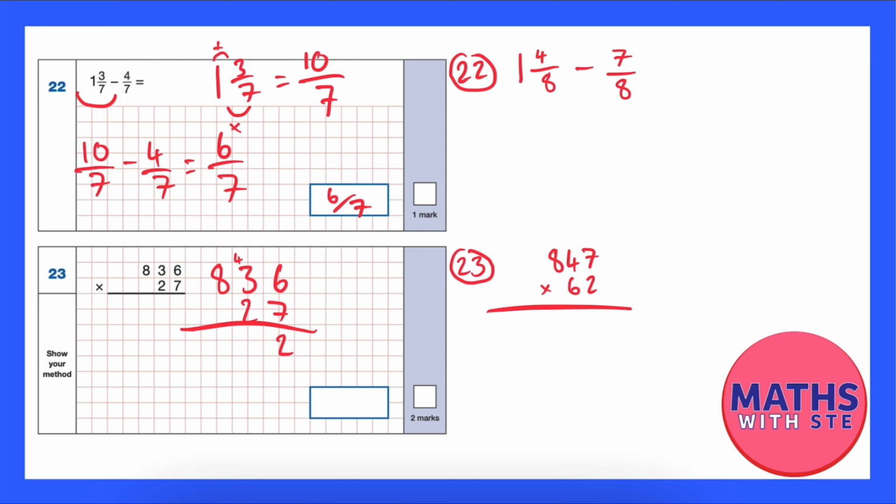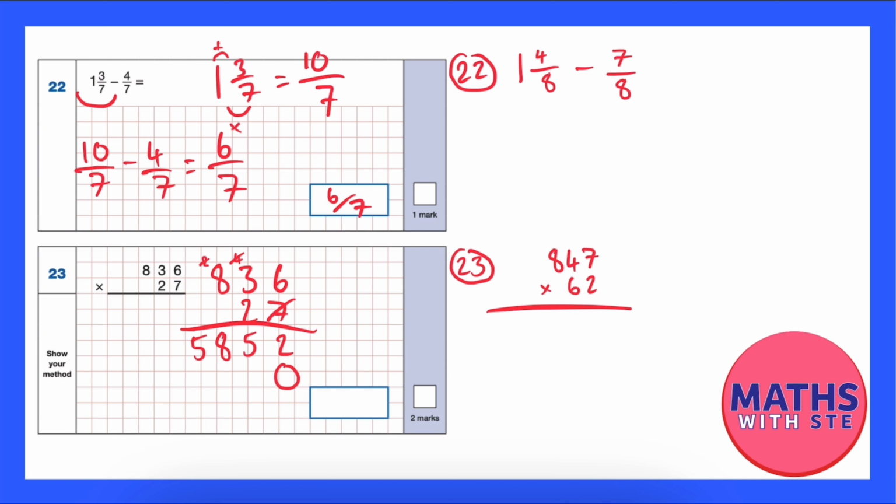7 times 3, 7, 14, 21. Add 4 is going to be 25. And the 2 goes up here. 7 times 8, another one that I'm very bad at all the time as well. That's going to be 56. Add 2 is 58. So 58 goes in there. Now, cross out your carries. Cross out your 7 because you know you finished with it. And then put a 0 there.